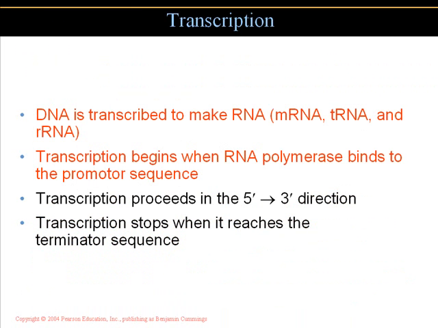DNA is transcribed and it makes messenger RNA, tRNA, and rRNA. Transcription begins when RNA polymerase binds to a particular site, a promoter sequence. Transcription proceeds in one direction, but remember, that just means it can't reverse and come back in the opposite direction.